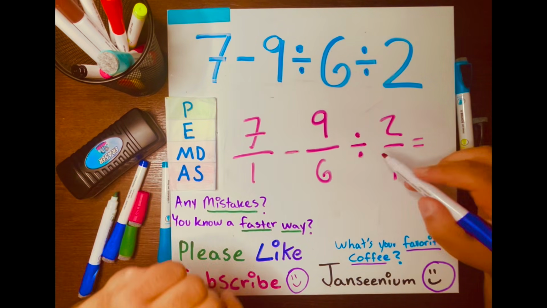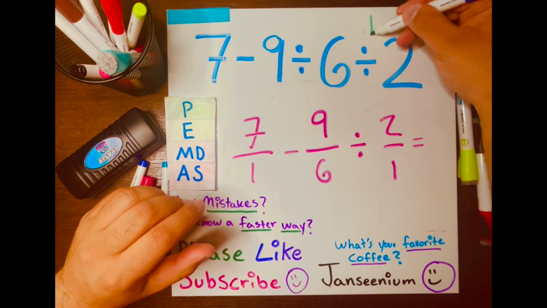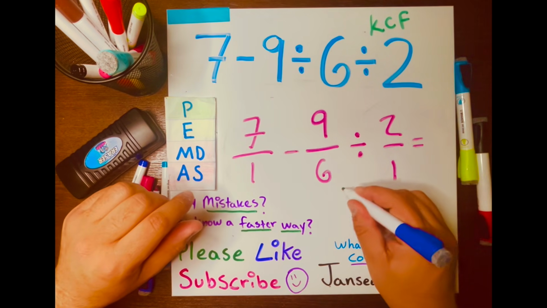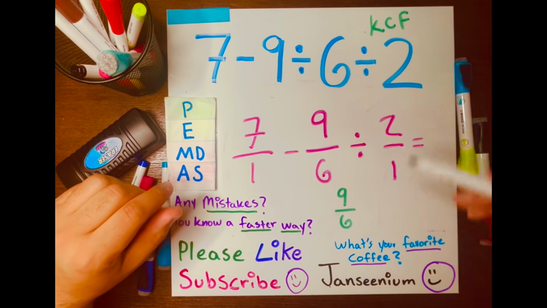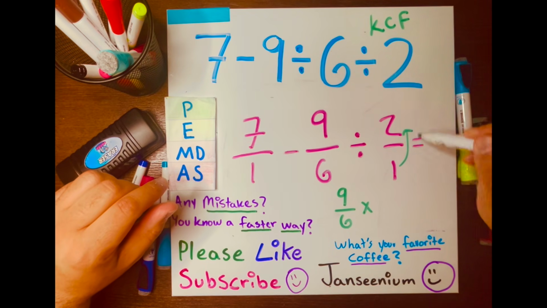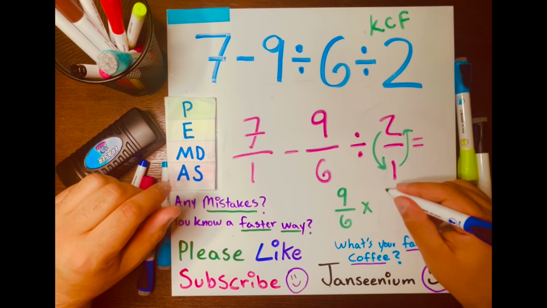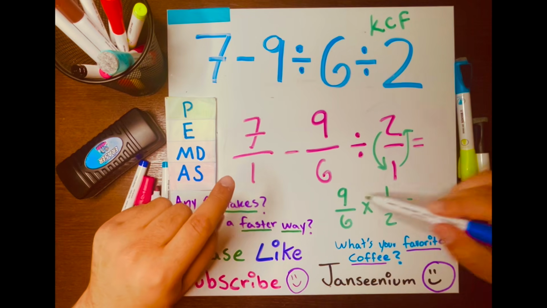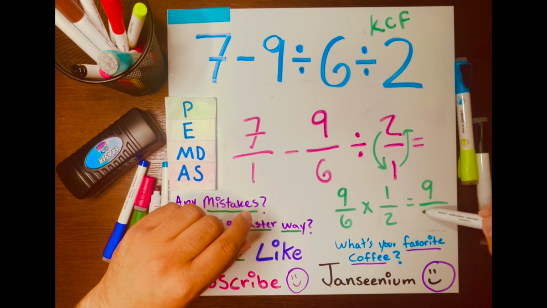Next, PEMDAS says that division goes first, so we're going to use the KCF rule: keep, change, flip. We keep the first fraction, 9 over 6. Next, we change division to multiplication. And lastly, we flip this fraction, so the 1 goes above the fraction and the 2 goes below the fraction. It'll be written like this, 1 over 2. Next, we multiply across. 9 times 1 is 9, over 6 times 2 is 12.